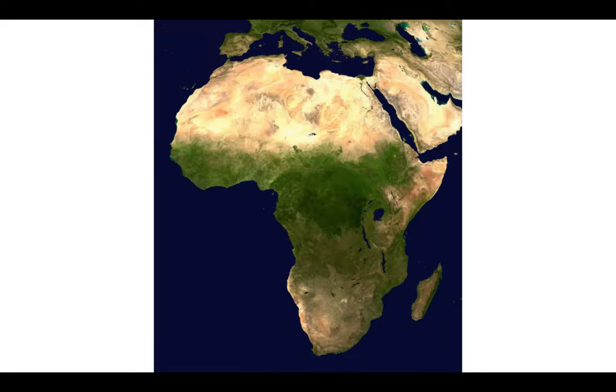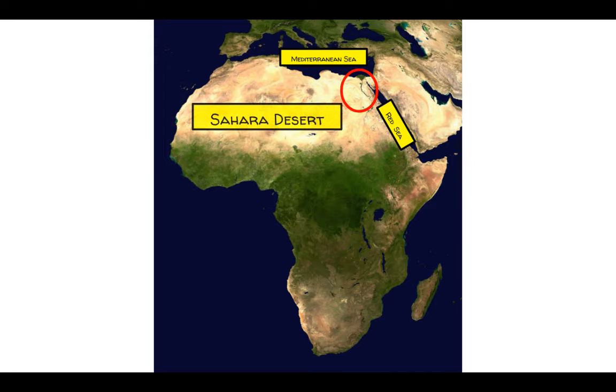So, if we look at Africa from outer space and try to locate Egypt, we would have to look in northern Africa, right up here where you see the red circle appear. And you'll see a couple big time features around ancient Egypt. You would see the Mediterranean Sea to the north, you would see the Red Sea off to the east, and then dominating northern Africa is the Sahara Desert. The Sahara Desert makes up roughly 1/3 of all of Africa.